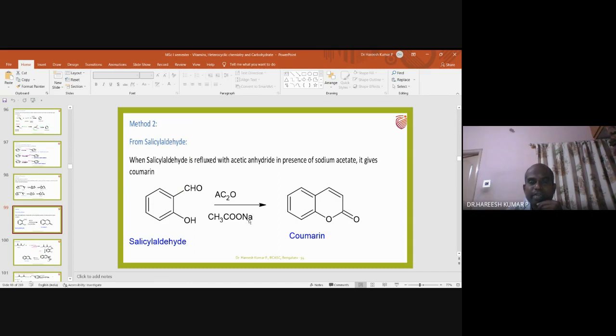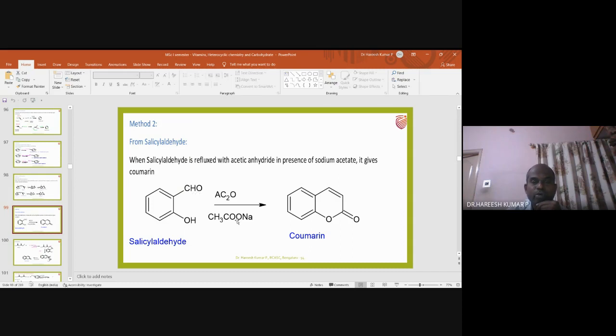So it will create an anion. Where will it create? At CH3. The proton removed from the acetic anhydride creates an anion. That anion attacks this carbon. Why is it attacking this carbon? Because this carbon is electron deficient. So then what will happen? There will be an OH formation.